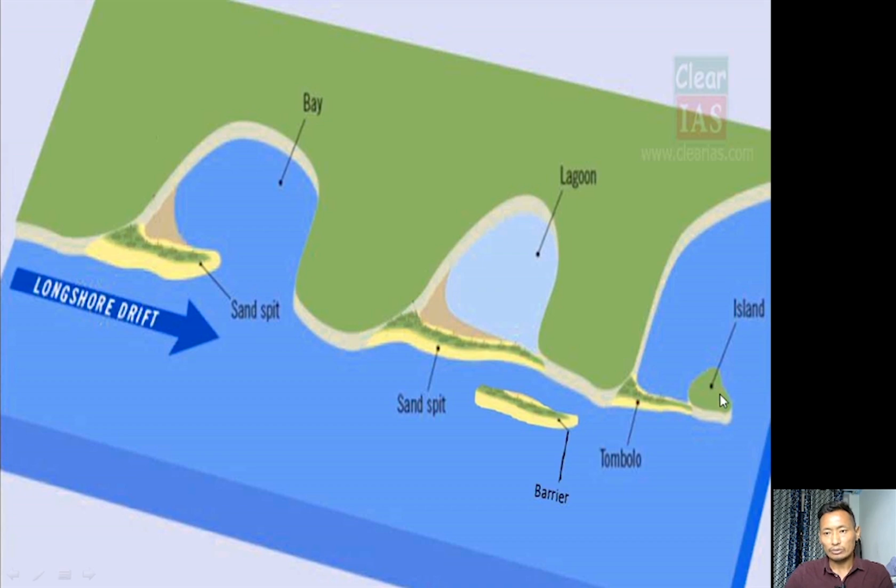Islands means a particular landmass surrounded by water on its three sides. These are called islands.